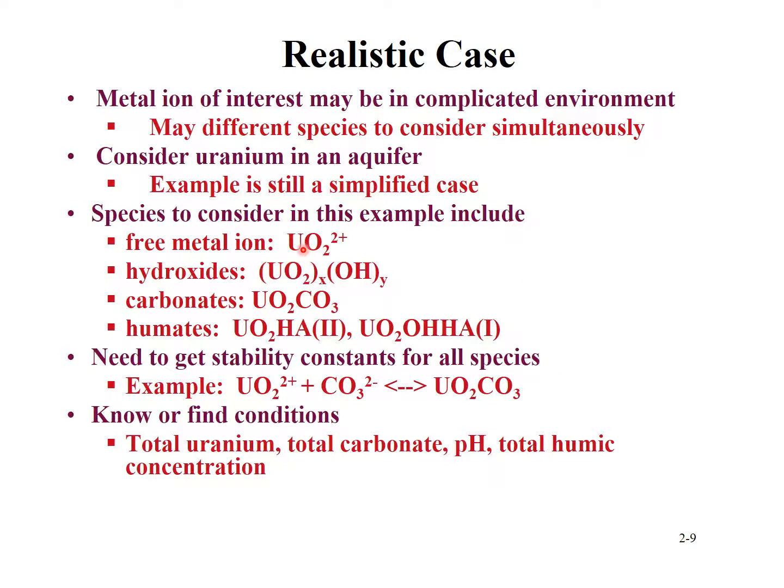The uranium species are either going to be the free uranium, some form of uranium hydroxide, some form of uranium carbonate, and then some form of uranium bound with natural organic matter. We'll call those uranium humates.